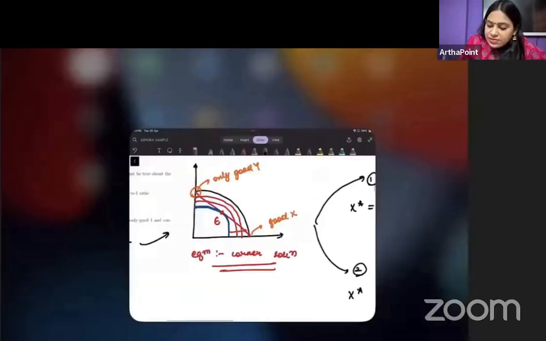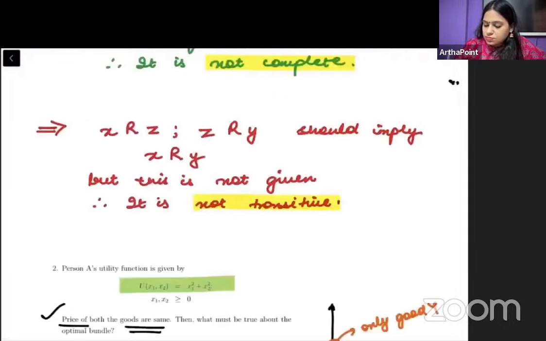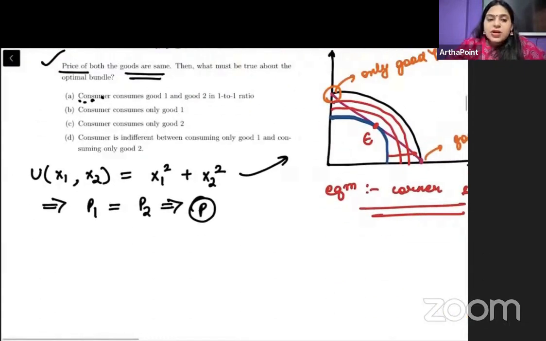So either I will be on the point which is intersecting the x-axis or the point which is intersecting the y-axis. These are the two equilibriums that I will be having. So based on that, what should be the answer to this question? Just give me a minute. Okay. So the correct answer to this question will be D.